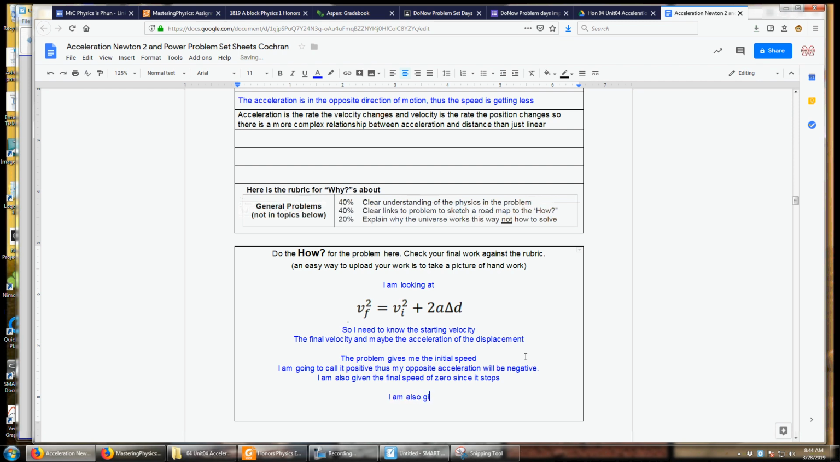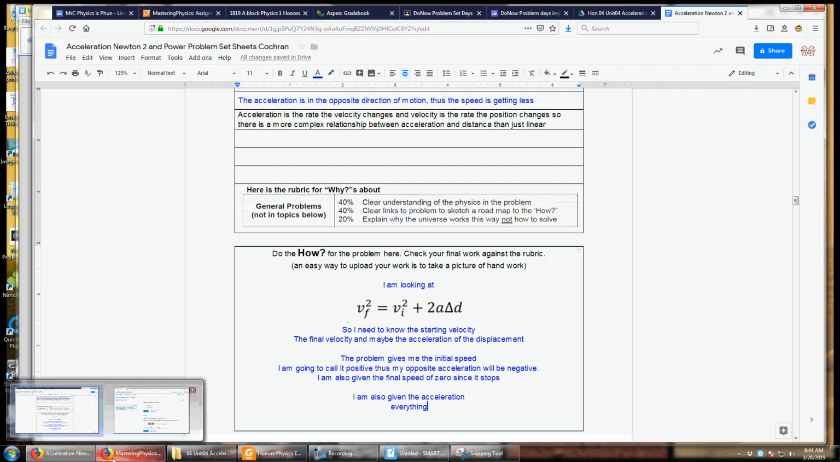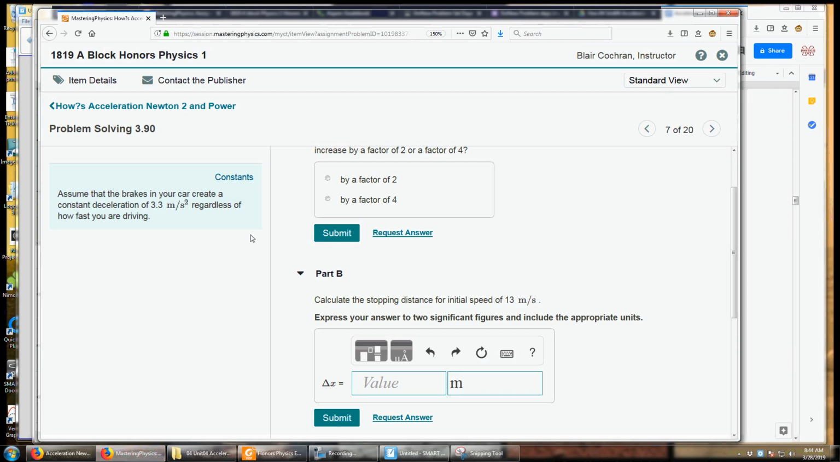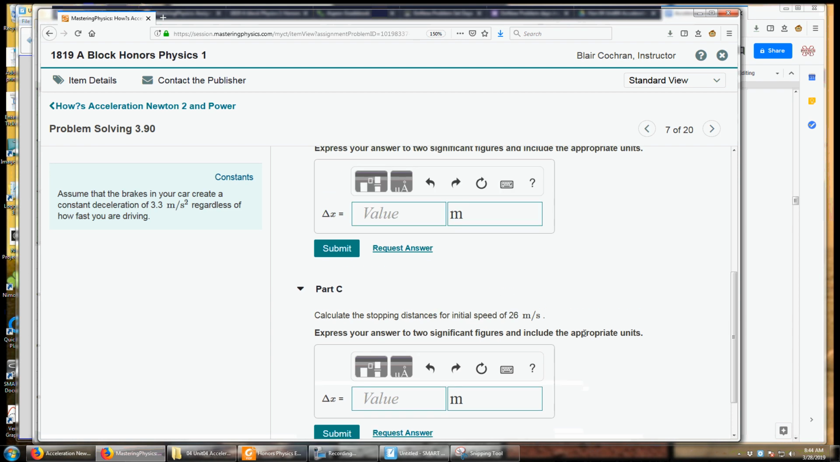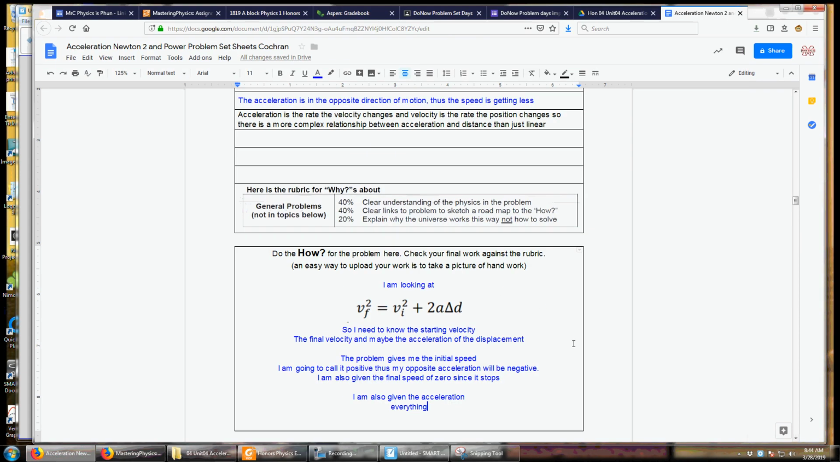I'm also given the acceleration. I think it's all in base units too. Let's see. Meters, seconds, meters, seconds, and they want the answers in meters. It is in base units, so no conversion needed.